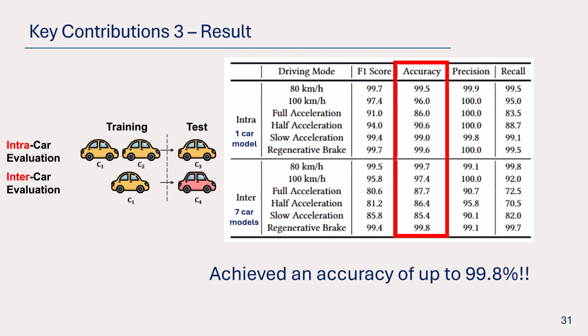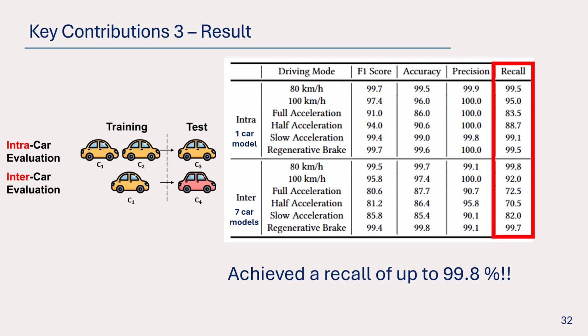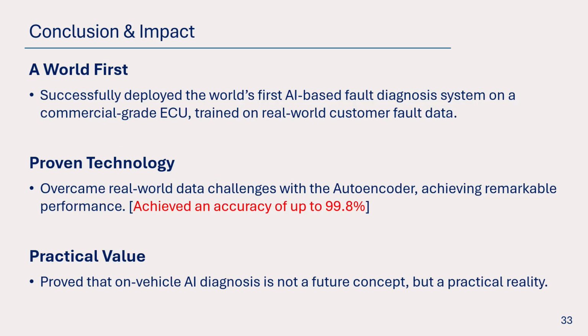The quantitative evaluation shows that our model achieved high accuracy of at least 85.4% and up to 99.8% across the 6 speed conditions and both intra-car and inter-car scenarios. Furthermore, our model achieved a high recall of up to 99.8%, confirming that cases where a fault is misclassified as normal are rare. In conclusion, Smart ECU is a world-first achievement.